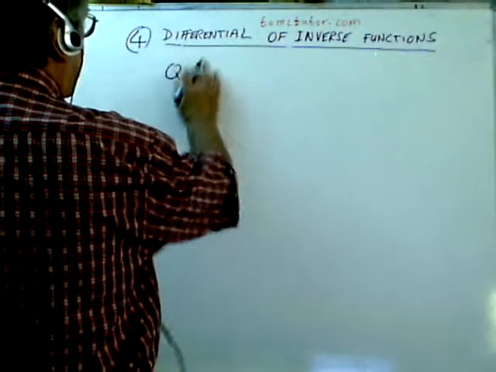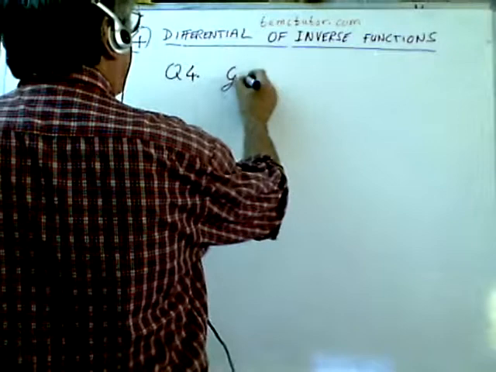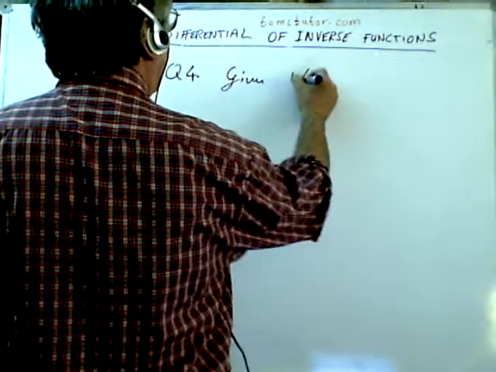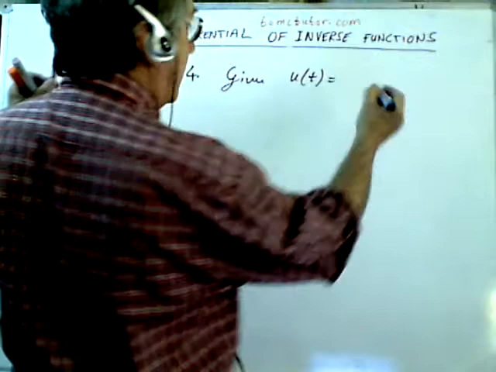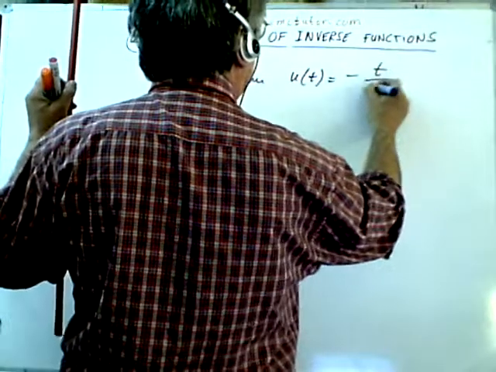But questions can get a bit tricky. Okay, so here's the next question. And we're given that u of t, some function of t for time, I assume, is 1 over t times 1 plus t.